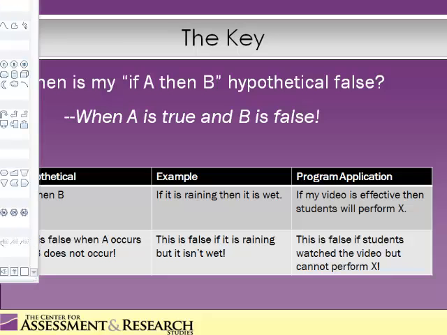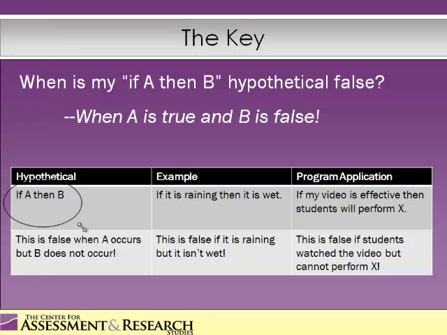So let's take a closer look at this to see how it may work. Here, once again, my hypothetical says if A, then B. And I have mentioned that this will be false when A actually occurs, A is true, but B does not occur. So if I were to take my other example and say, well, if it is raining, then it is wet, and simply ask, well, what would make that statement false? We would say, well, this is false if indeed it is raining, but it isn't wet.